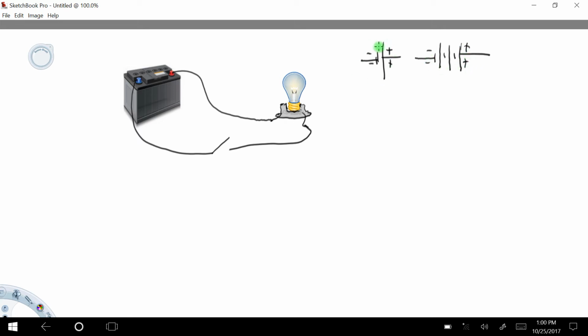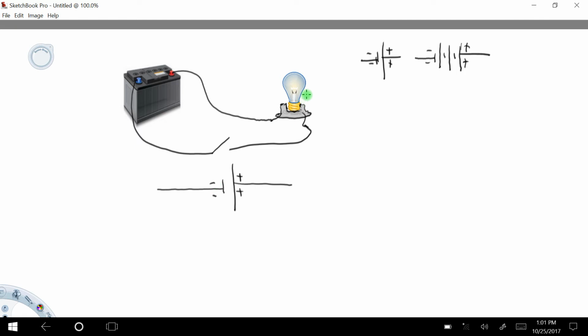I only typically bother to draw 2 of these bars because I don't see any reason to waste my time drawing more than that. So as far as the battery is concerned, I can represent that in a picture with a voltage. In this picture, this would represent the positive side of the battery and this the negative side.